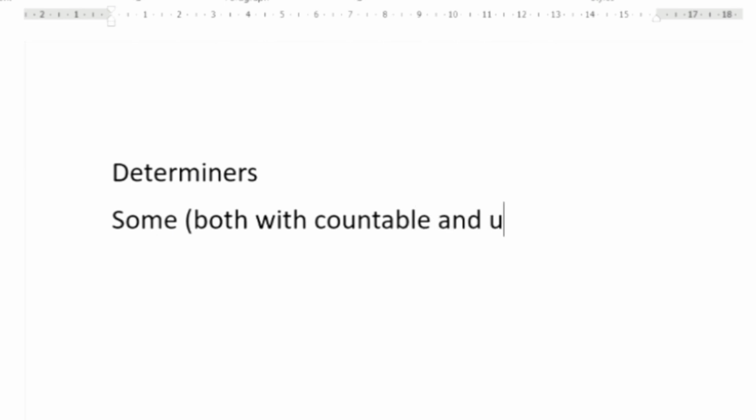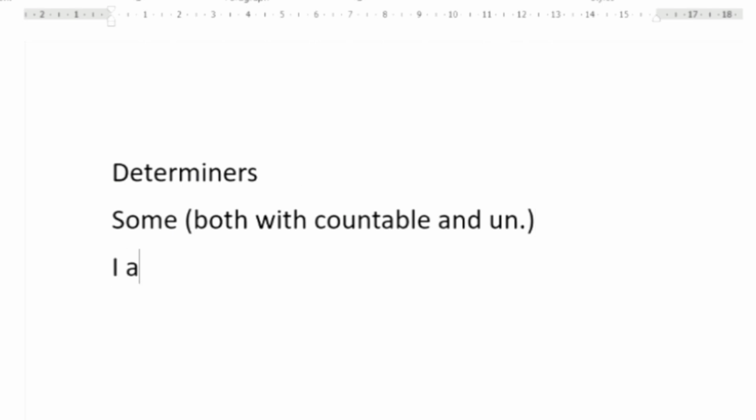The first and the most common determiner is some. Now, some can be used with both countable and uncountable nouns. And they are basically used in affirmative sentences. What do I mean by affirmative sentences? Positive sentences. Those sentences which do not have not, never, do not. So they are basically used in positive sentences.